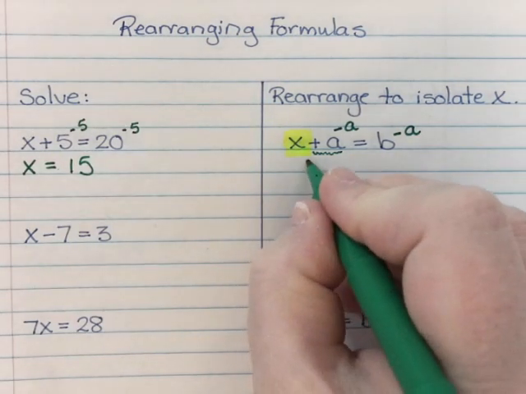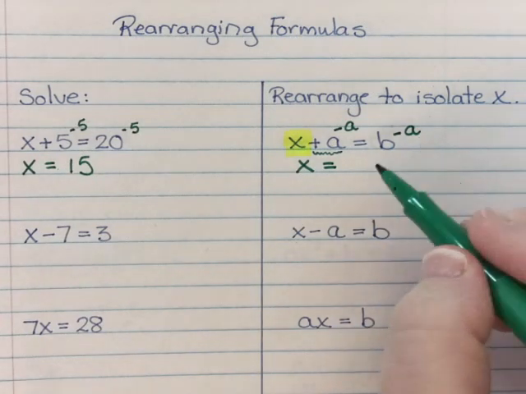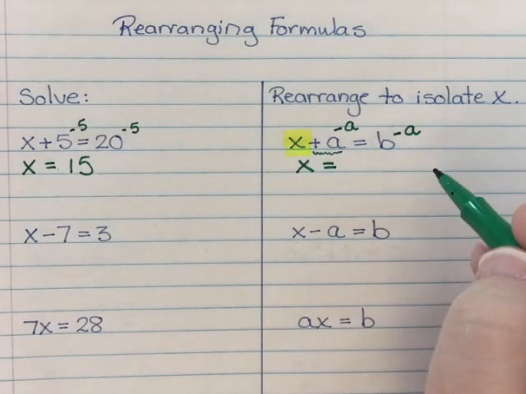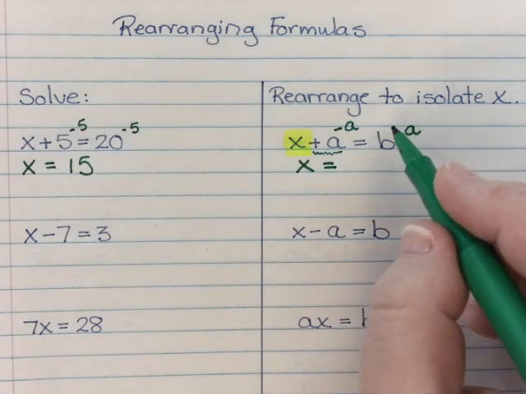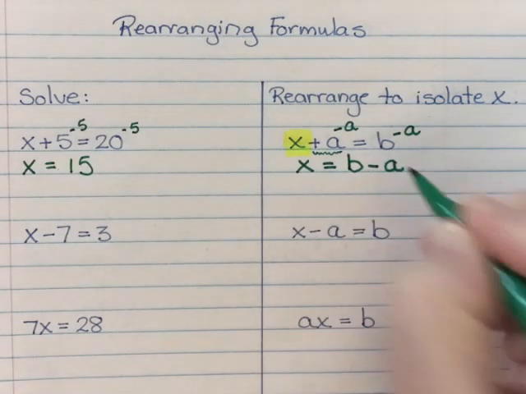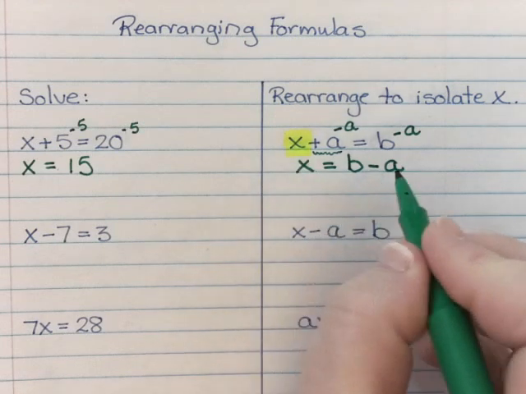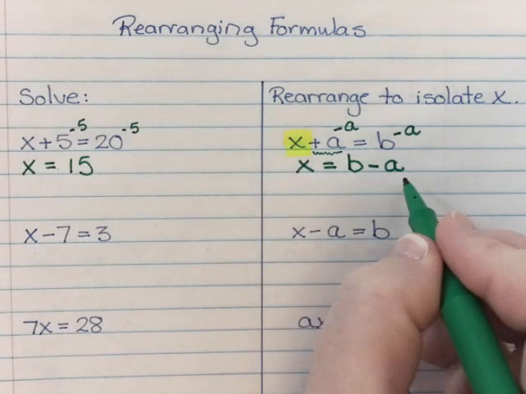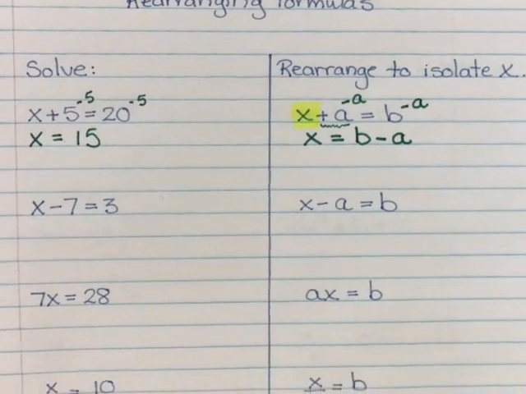So I'm going to get x equals, now b and a are not like terms. To be like terms, they need to have the same variable or letter part, which these do not. So I'm just going to leave it as b minus a. And that's it. I've isolated the x by itself, so x equals b take away a. That's my rearranged formula. Now we're going to try the next one.